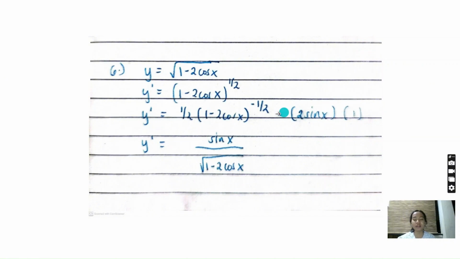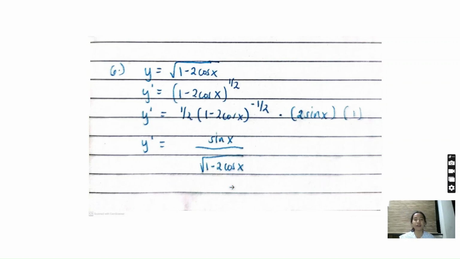And then after that, we will just multiply them all together, and it gives us the answer of sine x over the quantity 1 minus 2 cos x to the power of 1 half. Since our power here is negative, so we put it as its denominator for it to be positive. And then 2 sine x times 1 half, that is sine x. And then 1 will be disregarded since it's still 1 after all.